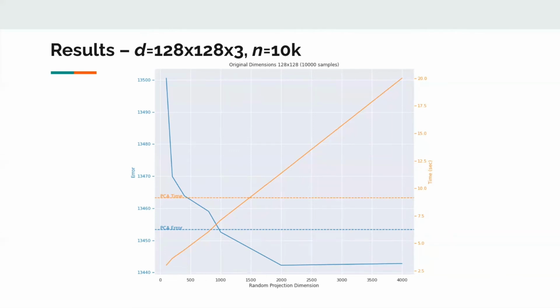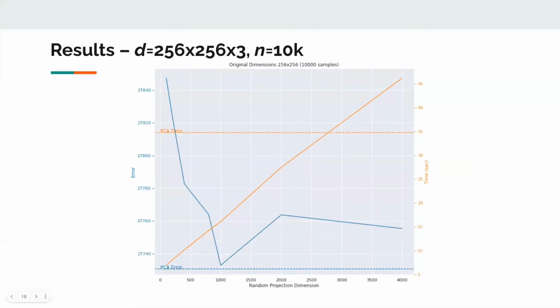At this point, we may think that increasing the dimension will favor the random projection method even more. However, that is not the case. Let's move to the next result. Here, we increase the dimension again, but as you can see, PCA is better. Random projection error doesn't even reach the PCA error levels.